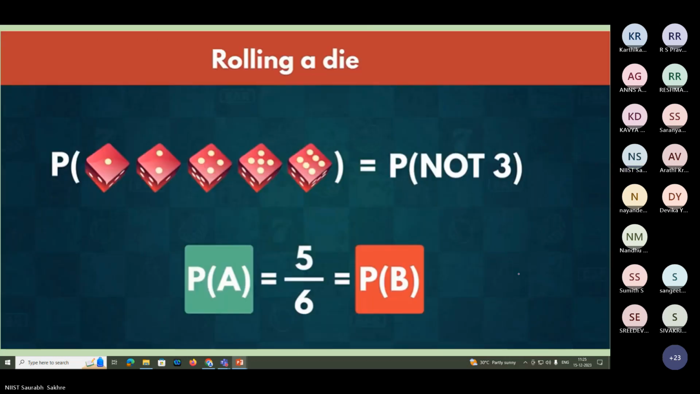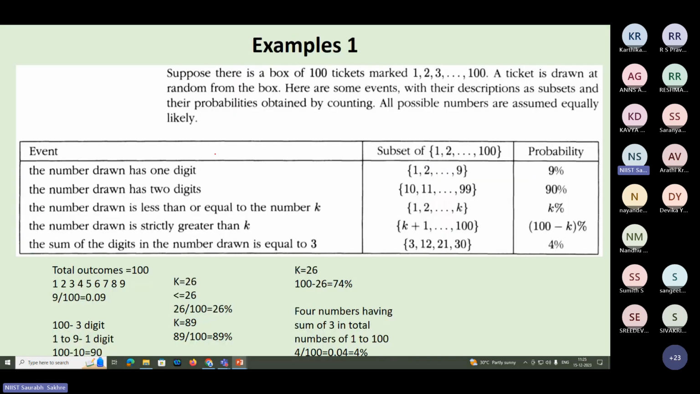Okay. The same thing what I explained to you. Probability of occurring 1, 2, 4, 5 and 6 is equal to the probability of not occurring 3, because 3 is not occurring here. And the same thing, 5 by 6.